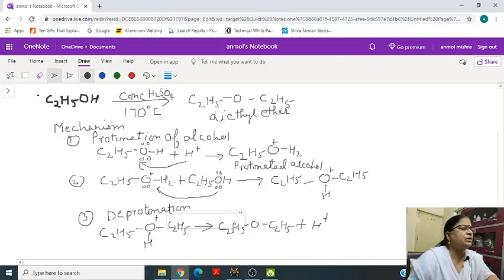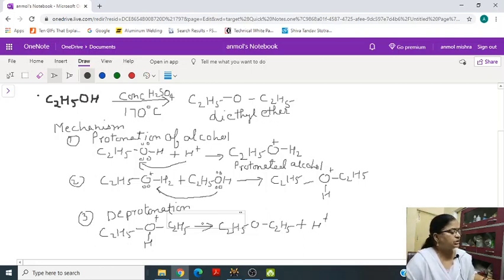Now this method is suitable for the preparation of ether having alkyl group. The alkyl group should be unhindered and the temperature should be low for the preparation of ether. If the alkyl group is secondary or tertiary, it will undergo elimination reaction, that is, instead of ether it will form alkene. Sometimes the question is asked why secondary and tertiary alcohol will lead to the formation of alkene, not ether. The answer is that elimination competes with substitution. As a result, alkene is formed.